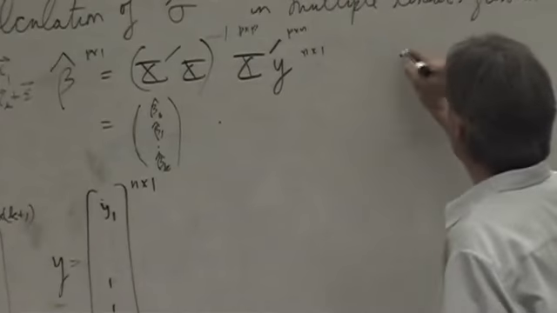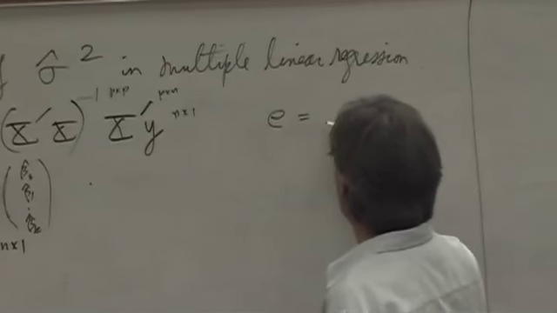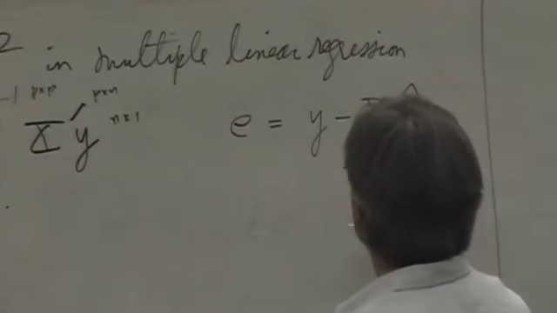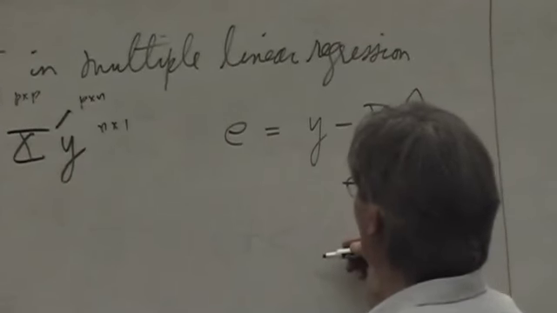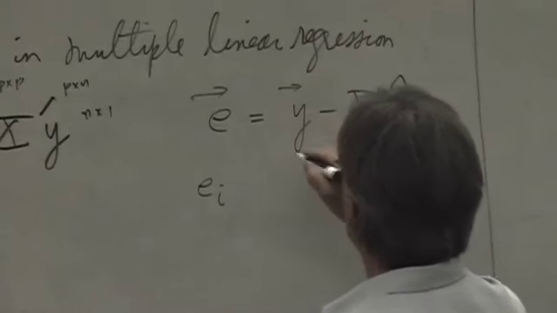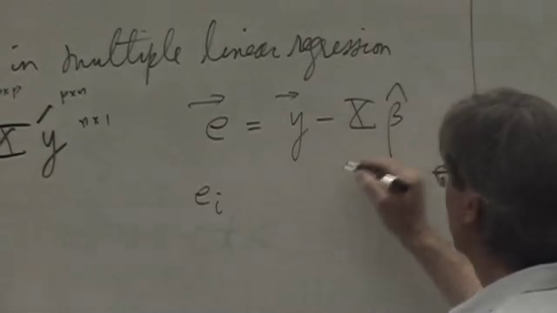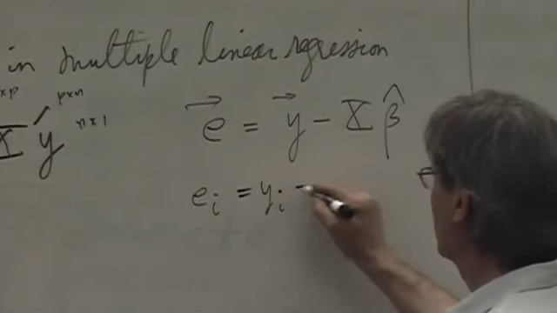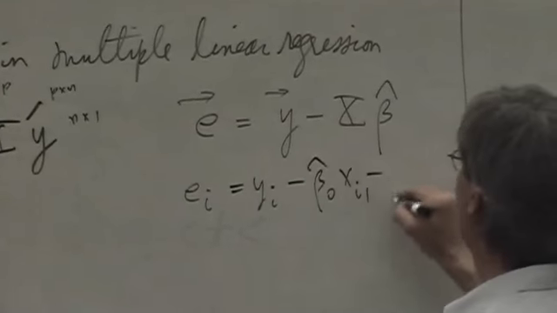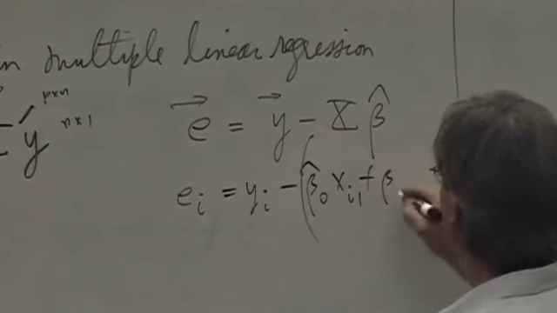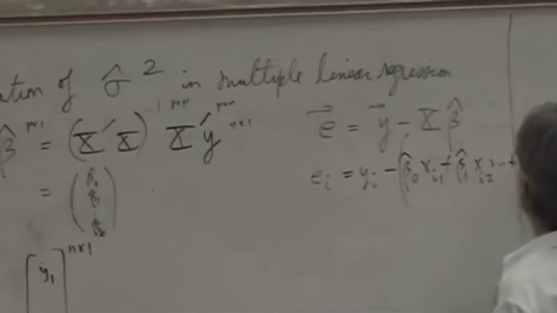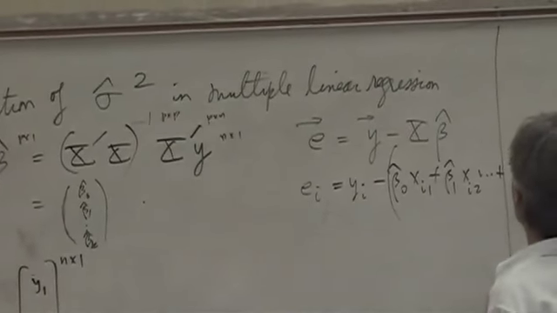And then we had e equals y minus X beta hat. Okay, that's the actual difference. So e_i, what this means, if you write it out, is that e_i is equal to y_i minus beta 0 hat minus beta 1 hat x_i1 minus beta 2 hat x_i2 and so on minus beta k hat x_ik.